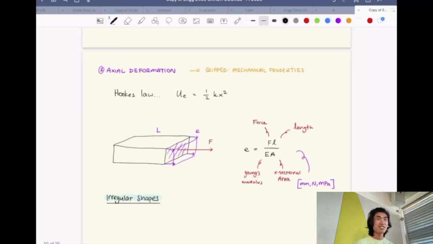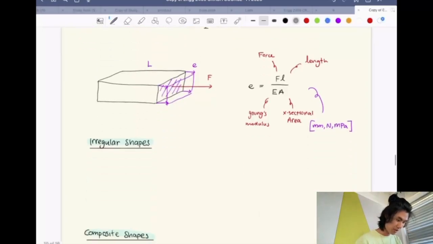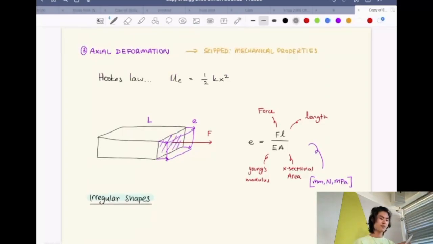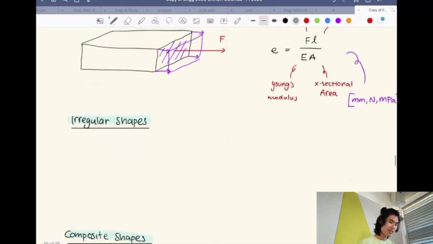Axial deformation is essentially just if you pull something or squish something, how much will it change? That's particularly useful for beams and tension. So when you're putting a force onto a surface, it's going to change. Like it's going to elongate by a certain amount. No matter how small it is, it's still going to elongate a slight bit. That's pretty easy to understand.